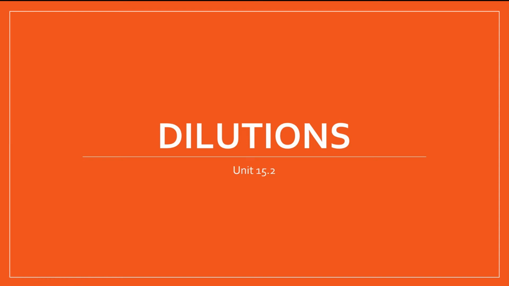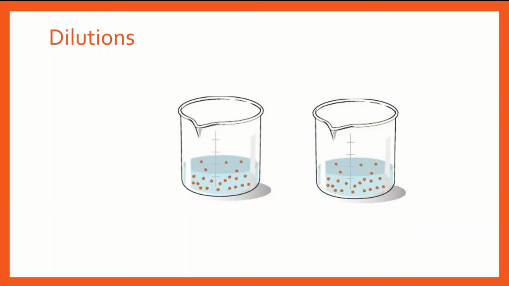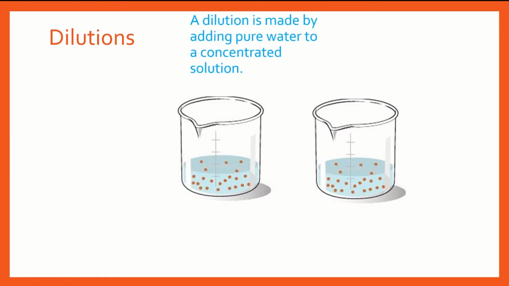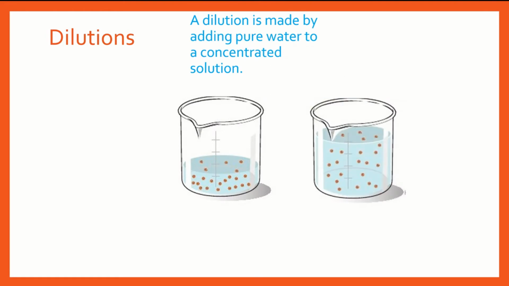All right, welcome to Unit 15.2, Dilutions. So the idea with the dilution is we have a concentrated solution. I've got two of them here to kind of illustrate the point. And when we dilute a solution, we add nothing but pure water. So we're adding our water, and our solution volume goes up. We'll have a larger volume now, but the number of solute particles has remained the same.